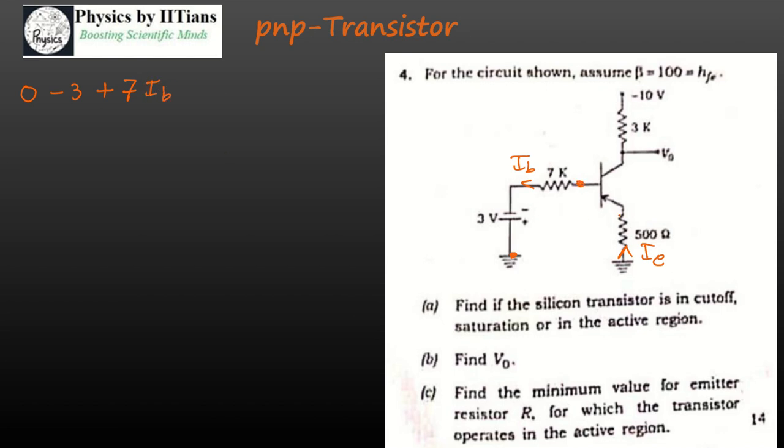Then this is a base emitter junction, and in the question it is given that we are dealing with a silicon transistor. That means the base to emitter voltage drop will be 0.7. So that means we can assume that VBE, the voltage gap between emitter and base, is 0.7. So if we are going from here to here, you will actually add up a voltage of 0.7.